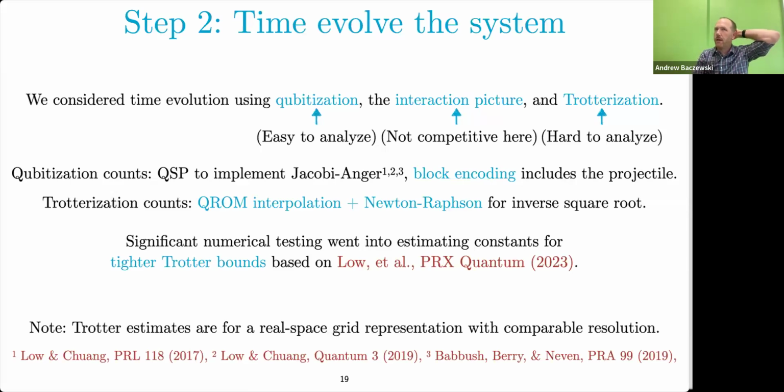And it's worth noting that there was a lot of numerical testing that went into estimating the constants for tighter Trotter bounds, based on some work by Guang et al. in a 2023 PRX Quantum article. This is all to say that we have some pretty good numbers, I think, for what the Trotter costs are for time evolving this system. They're maybe at the state of the art in some sense right now. So we're comparing, again, qubitization and trotterization.